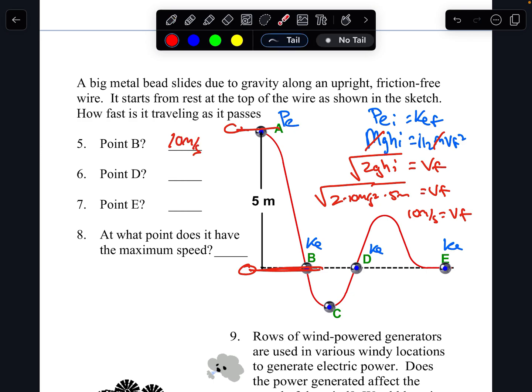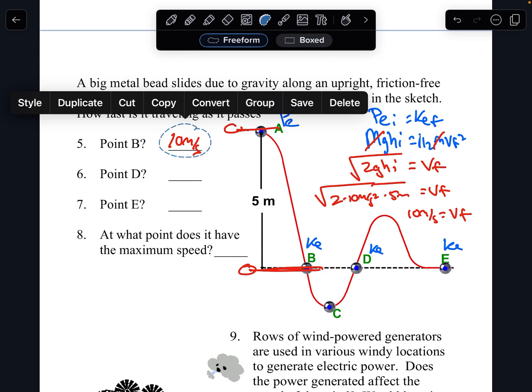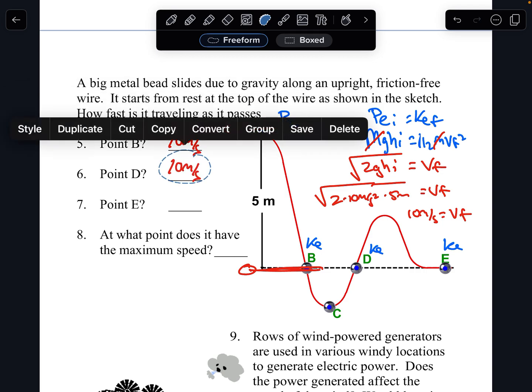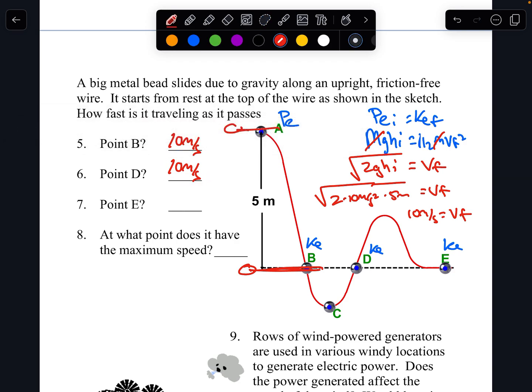So the potential here is going to be equal to the kinetic here. That means that at point B, my velocity is 10 meters per second. Now, the ball is going to fall lower, but then it comes back up. So it speeds up as it falls, but then slows down as it comes back up and reaches the exact same height again. So at point D, we're going to find that, again, the velocity is 10 meters per second. After point D, the ball goes up, slows down, but then falls back down again and speeds up till it reaches point E. Point E is the same height again, so point E will have the same velocity.